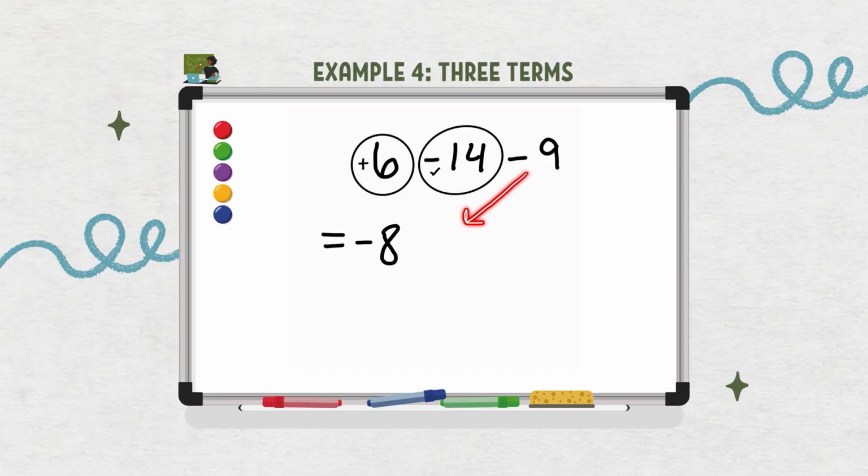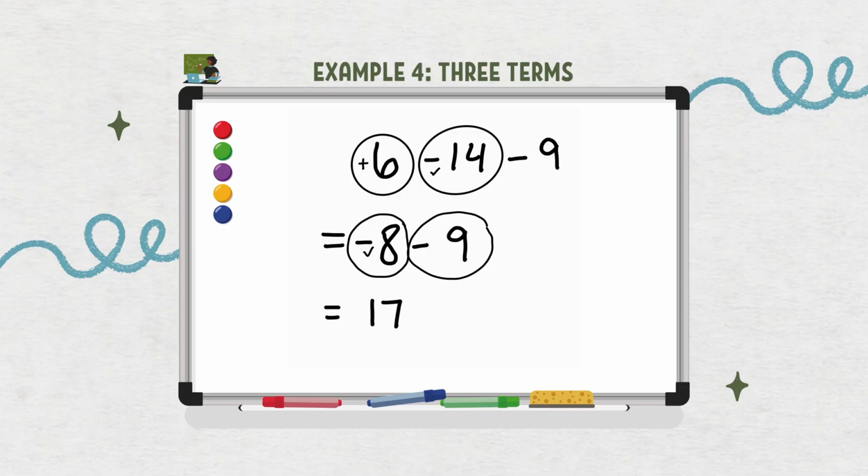Now let's bring down the term that we did not use, negative 9. So we have negative 8 minus 9. The rule says same sign, add, and keep the sign. 8 plus 9 is going to be 17. And since they are both negative, our answer is going to stay negative. So our final answer to 6 minus 14 minus 9 is negative 17.